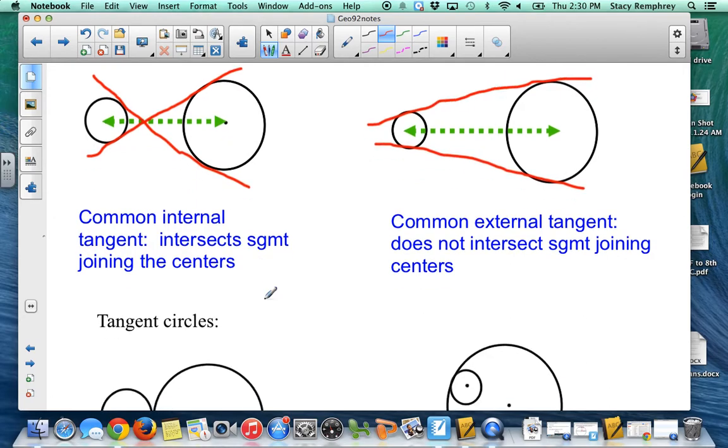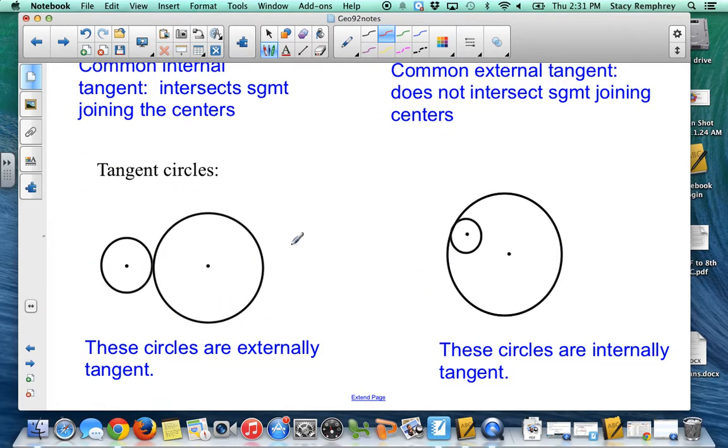We can also have circles be tangent. So this example here is circles are externally tangent. They are kind of bumping their outsides. They intersect in exactly one point. Over here, these circles are internally tangent, again, intersecting in one point where one is inside of the other.